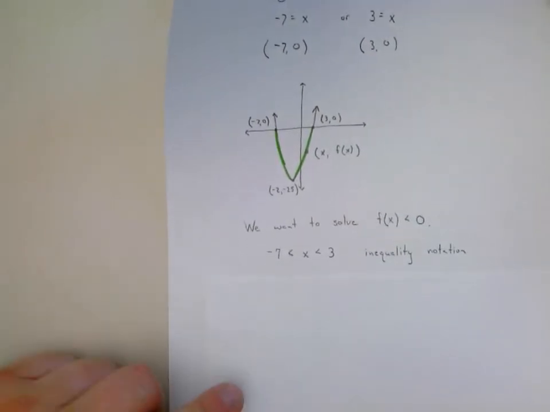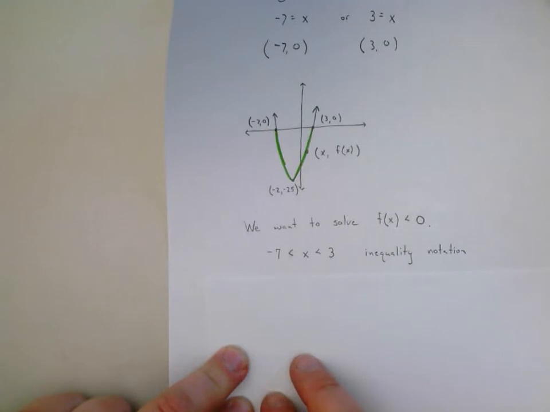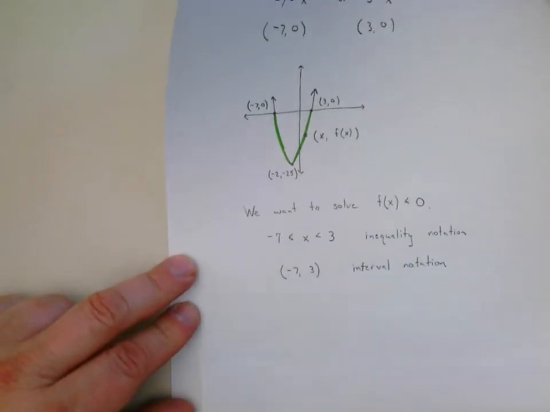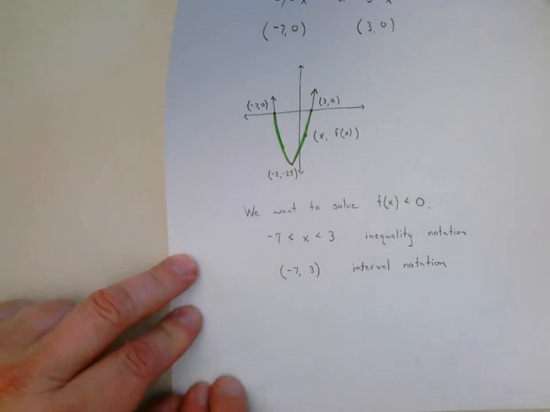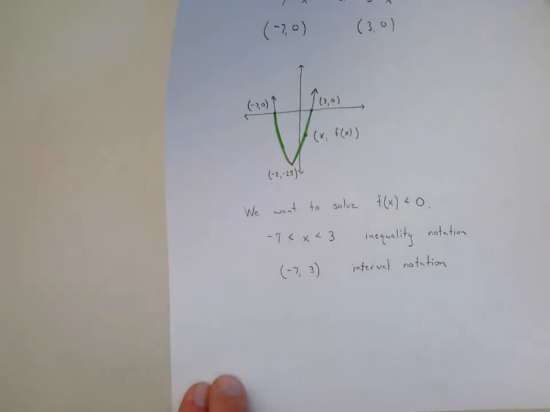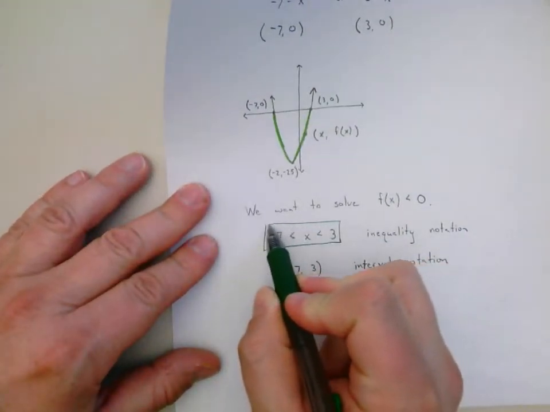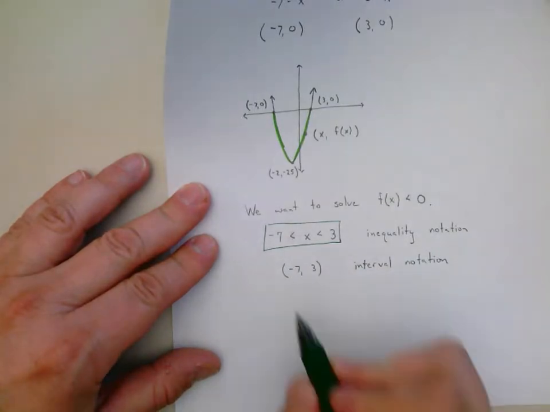Therefore, we know that the solution to this inequality is that any x value between negative 7 and 3 satisfies our inequality f of x is less than 0. Again, look at the green color on the graph to see how those x values correspond to f of x being less than 0. If you're not using inequality notation for solution sets, you may choose to use interval notation to write the same set of numbers. These two solutions are equivalent. We know that our given quadratic is less than 0 if x is between negative 7 and positive 3.